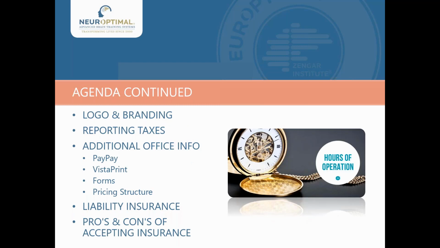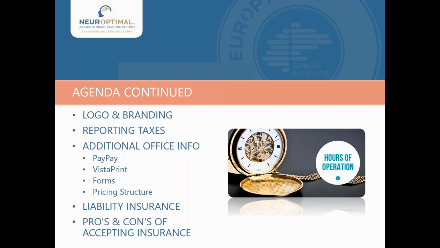We want to talk about logo and branding, how much you need to report on taxes and so forth. We want to talk about additional office info, what other kinds of apps or programs might help you, PayPal, Vistaprint, forms, pricing structure, all of that kind of stuff.